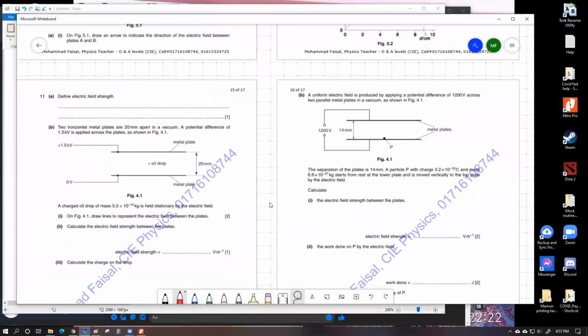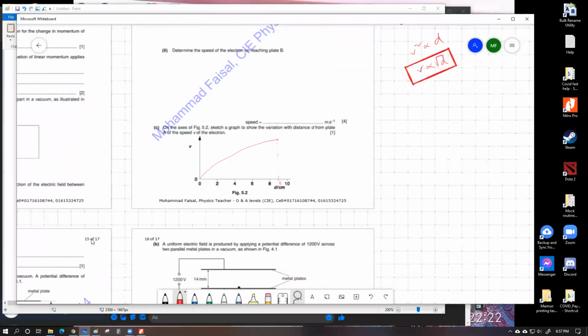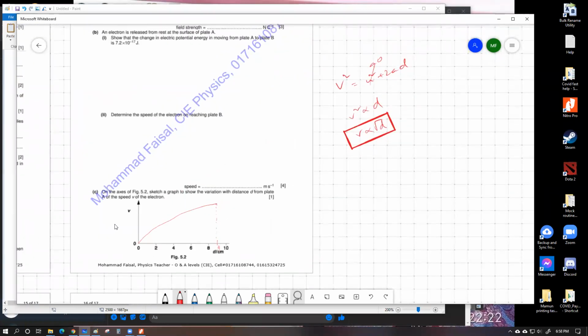I'm pausing the recording. Damn it. Acha. I just resumed the recording. I forgot to resume the recording, and this is the problem.